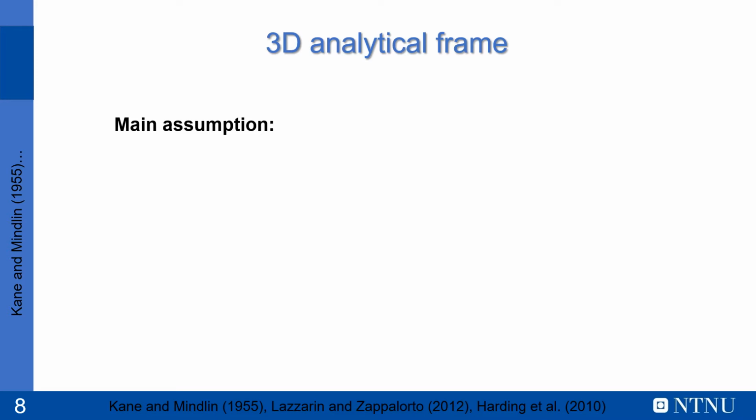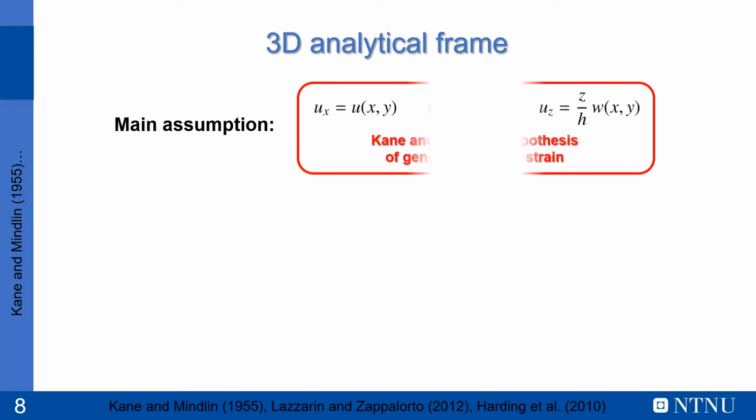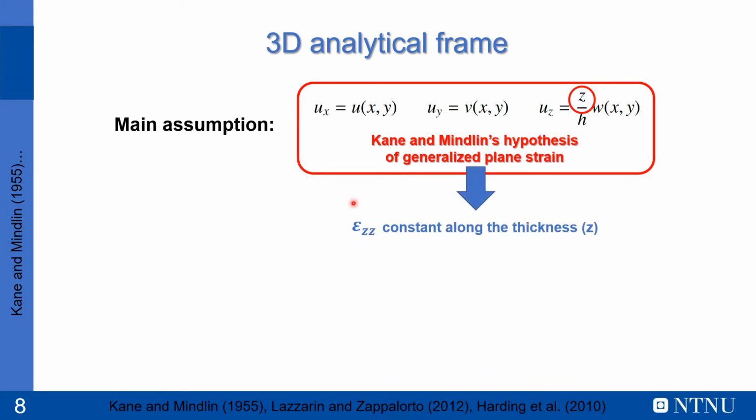Before introducing the main numerical and theoretical results on 3D effects in fracture mechanics, what is necessary to understand is the basic idea behind the 3D analytical frameworks developed in the last 5 decades. The main assumption is in fact the Kane-Mindlin hypothesis of generalized plane strain, where the third component of the displacement field is considered to be dependent on z, leading to have a strain component epsilon zz to be constant along the thickness.